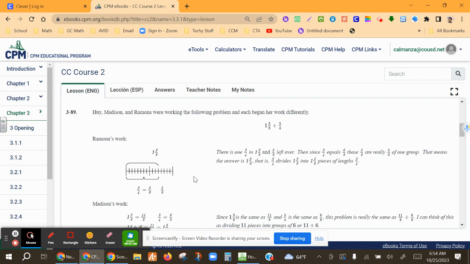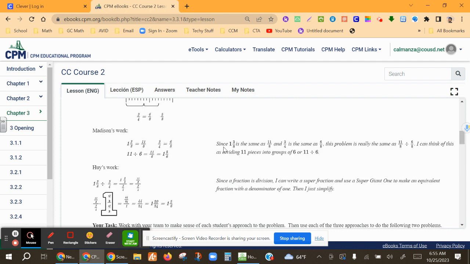Ramona's method is called the number line method, which is a way to sort of work out a division problem asking how many of one number is in another number. But we're going to skip that for now.